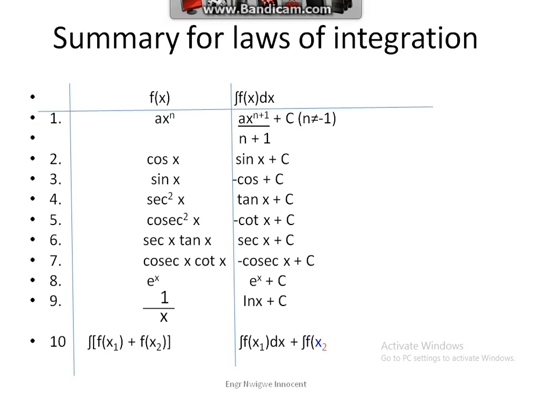Number 10. Given the integration of the function f(x) equal to f1(x) plus f2(x), the integration of f(x) dx is the integration of f1(x) dx plus the integration of f2(x) dx.